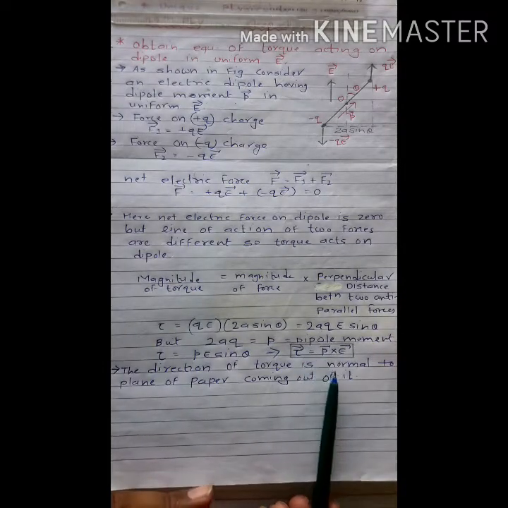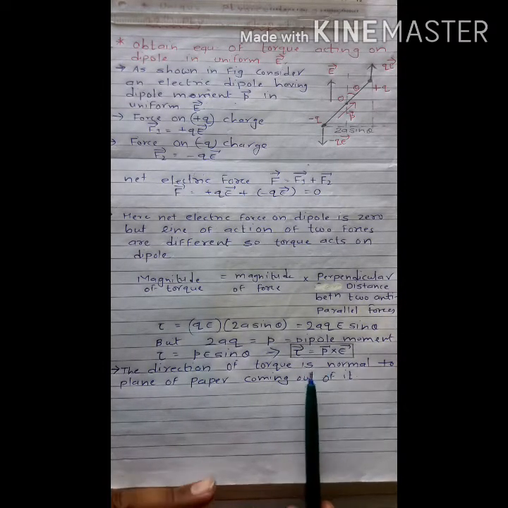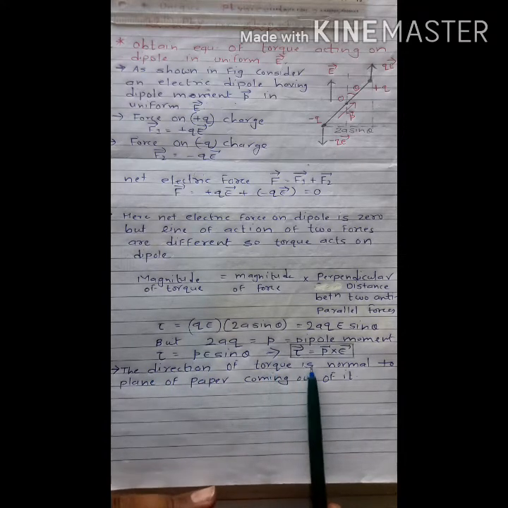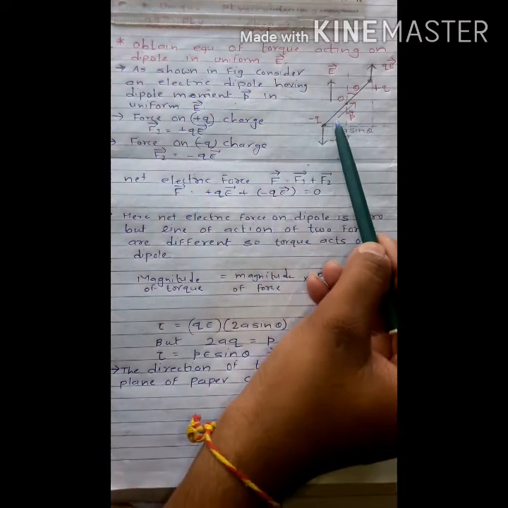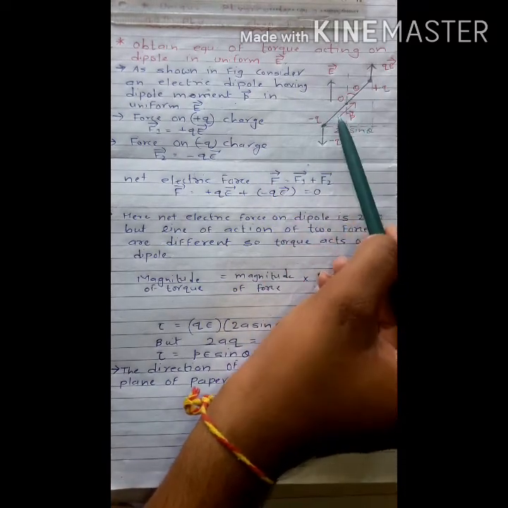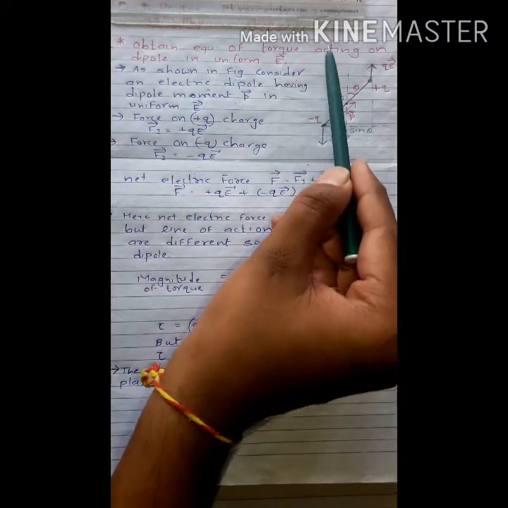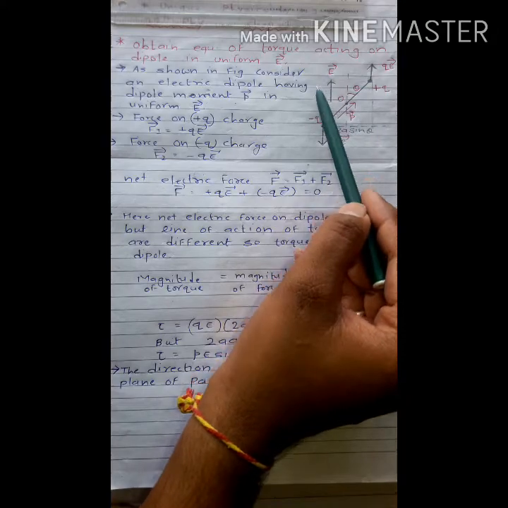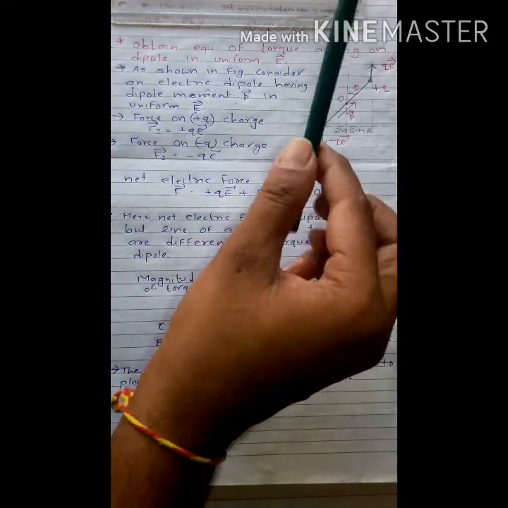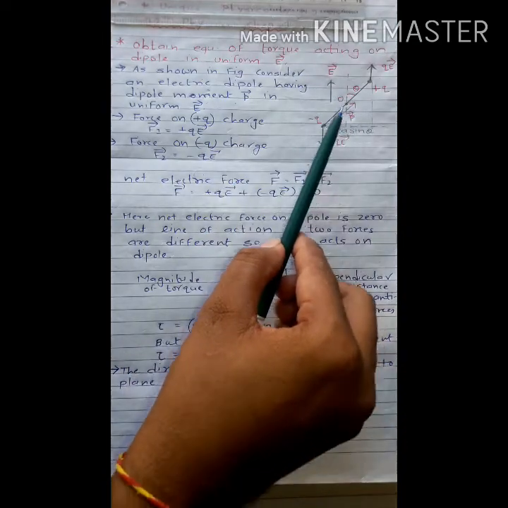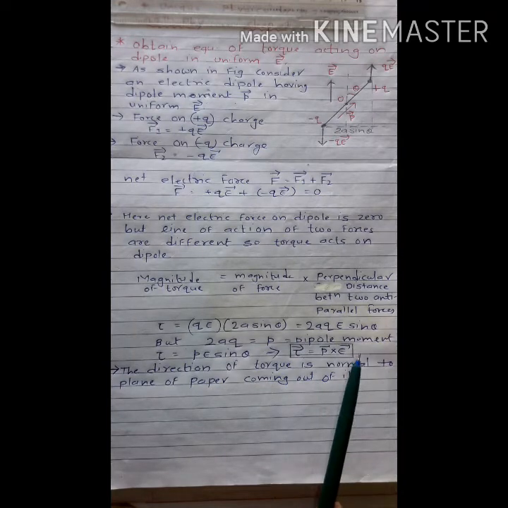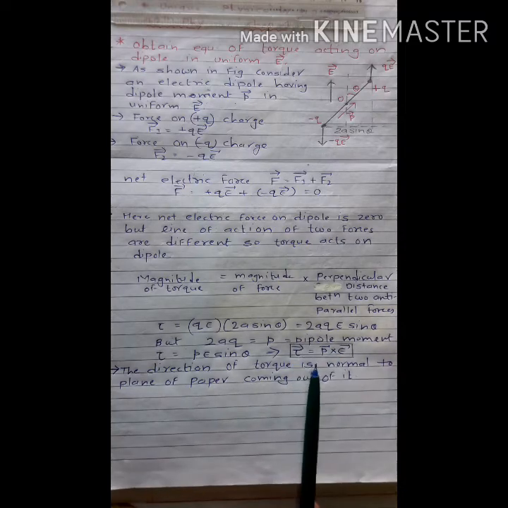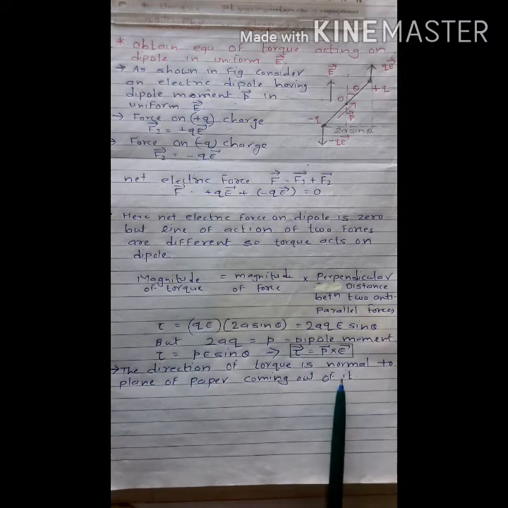Torque is a vector quantity. So remember the last point for its direction. The direction of torque is normal to the plane of paper, coming out of it. So this is the direction of vector P, the dipole moment. This is the direction of electric field vector E, and here we consider the plane formed by these two vectors, and the perpendicular direction, coming out of the plane, gives the direction of torque. So remember this equation, vector tau is equal to vector P cross vector E, and the direction of torque is normal to the plane of paper, coming out of it.